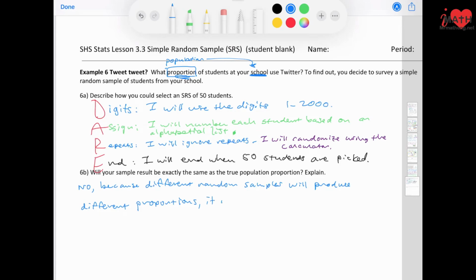Therefore, it is unlikely that this sample provides a proportion that is exactly correct.